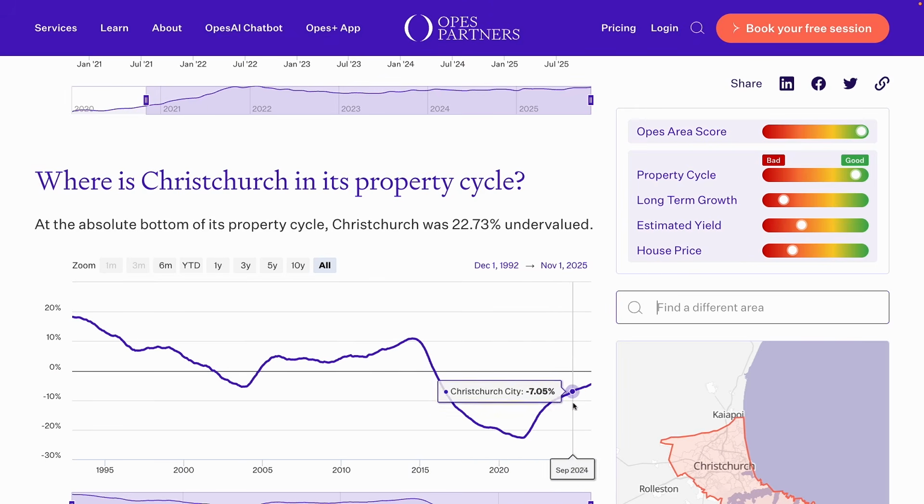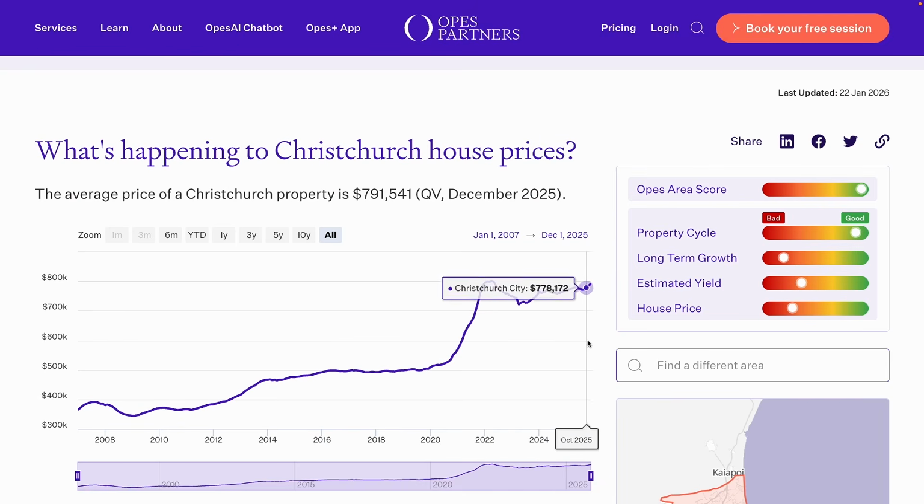Compare that to Christchurch though. House prices there are currently undervalued by about 5 to 6%. That means it's cheaper now to buy a house in Christchurch than what we might expect it to be if all property markets went up at the same rate. Because house prices there look a bit cheap, you might expect them to go up a bit faster in the future compared to other areas. So it's one signal that it could be a good time to buy there.